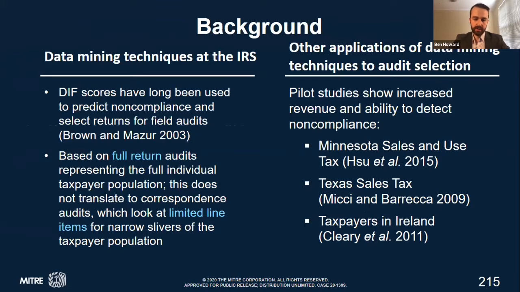Data mining and machine learning is an active area of research in the tax domain. The one that comes to mind for the IRS is, of course, DIF scores, which tries to predict noncompliance on the full return and is generally applied to field audits. These don't translate to correspondence audits, which only can correspond to a limited number of line items and narrow slivers of the taxpayer population. Other tax bodies outside the IRS are also looking to apply machine learning. We point to studies done by the state of Minnesota and Texas, as well as Ireland.